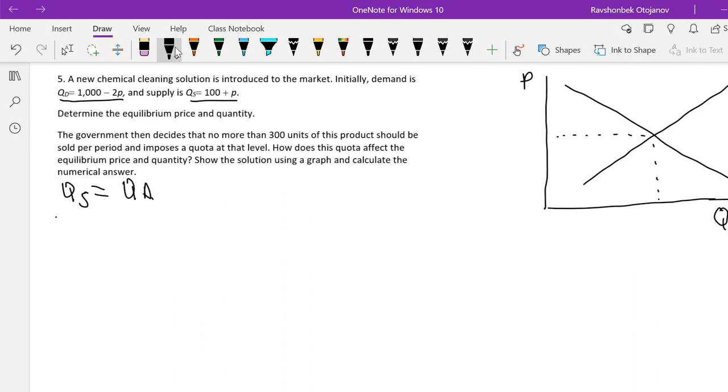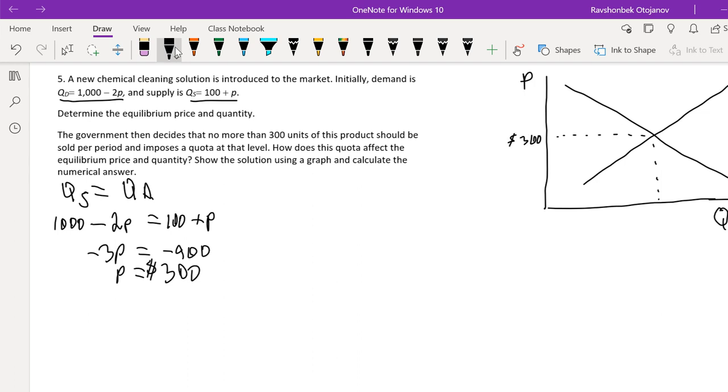Right, that's 1000 minus 2p equals 100 plus p. Now collecting the unknowns on the left hand side, we have 3p with the negative sign, and subtracting 1000 from both sides of the equation, we will now have minus 900, and that is price equals $300. So this is the initial equilibrium level of price.